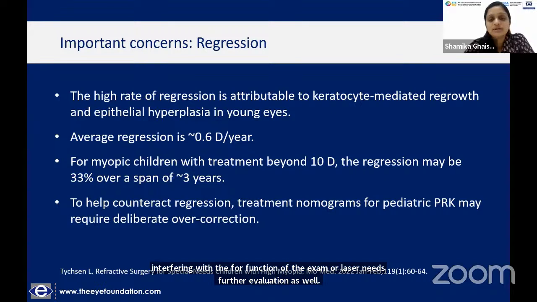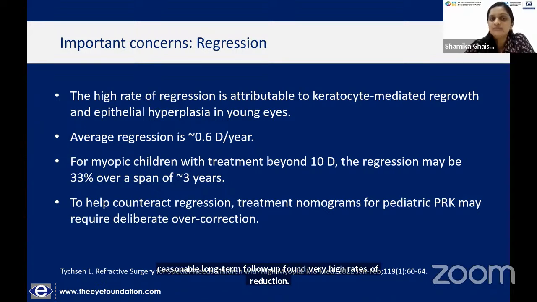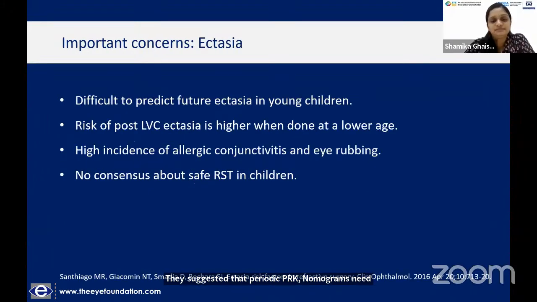Regression is another very important concern with refractive surgery in young patients. One study of pediatric refractive surgery, PRK, in high myopia with a reasonable long-term follow-up found very high rates of regression. The rates of regression found in their study were 0.6 diopters in 1 year and were higher with higher degrees of myopia. They suggested that pediatric PRK nomograms need deliberate overcorrection to account for regression.